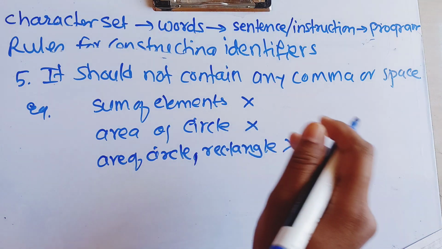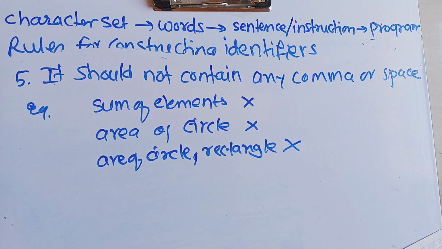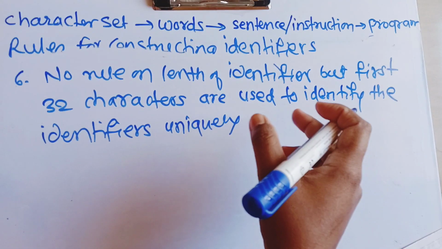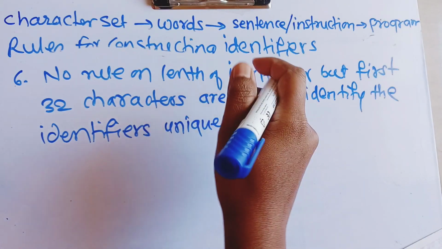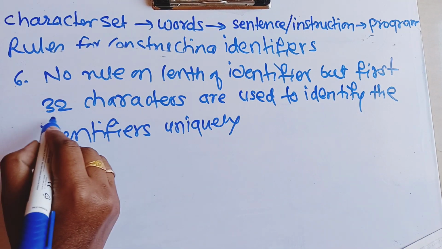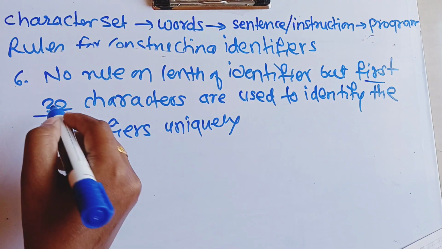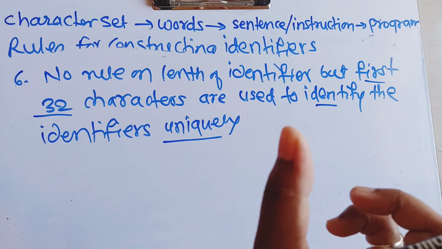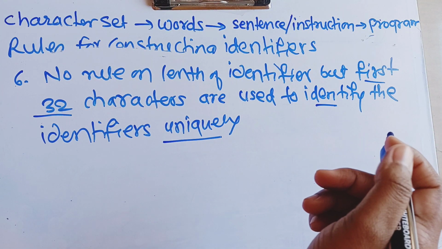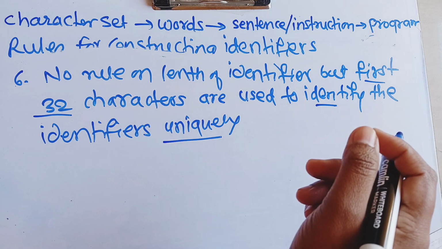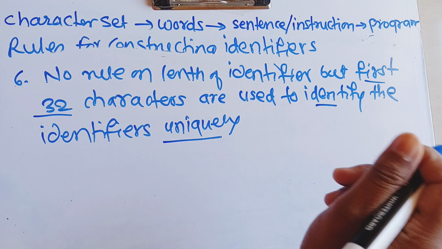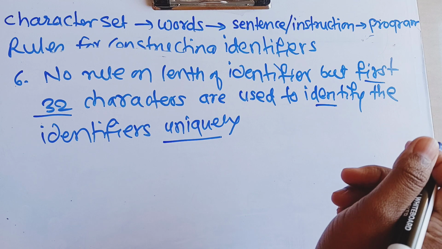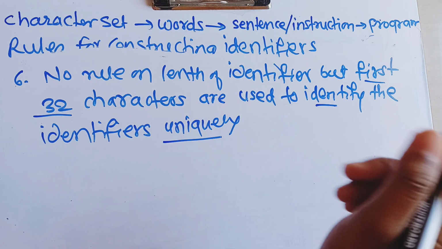I hope you understood the fifth rule. Now we'll see the next: there is no rule on the length of an identifier. How many characters should be mentioned in an identifier is not specified, but the first 32 characters can be used to identify them uniquely. So in total, 32 characters are used to identify each identifier uniquely. We will see a few examples of which identifiers are valid and which are not valid.